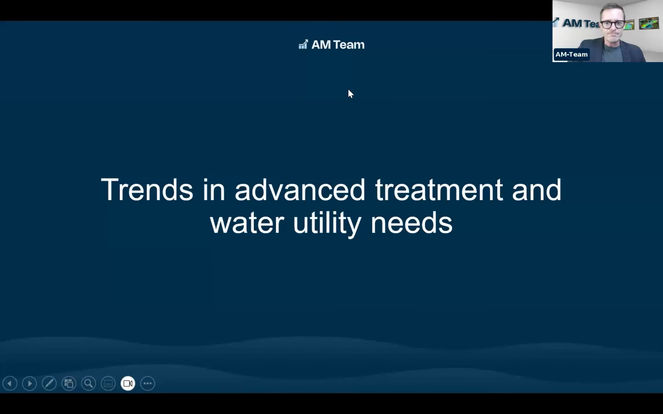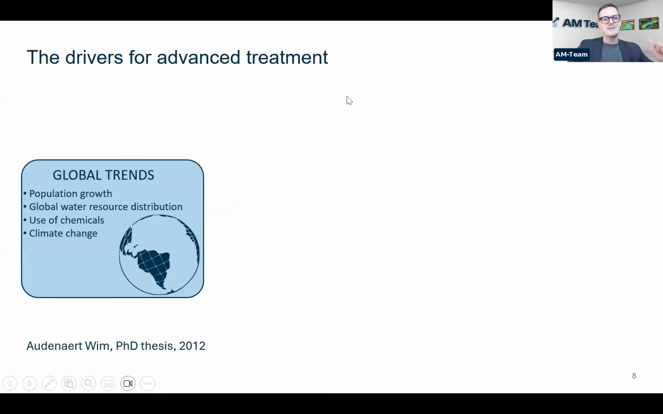All right, let's start with some trends in advanced treatments and what the needs of the utilities are then. This figure initially comes from my PhD thesis that was completed in 2012, and it's still actually very relevant today. It all starts with some global trends such as population dynamics, uneven distribution of water resources, the use of emerging chemicals, and climate change.